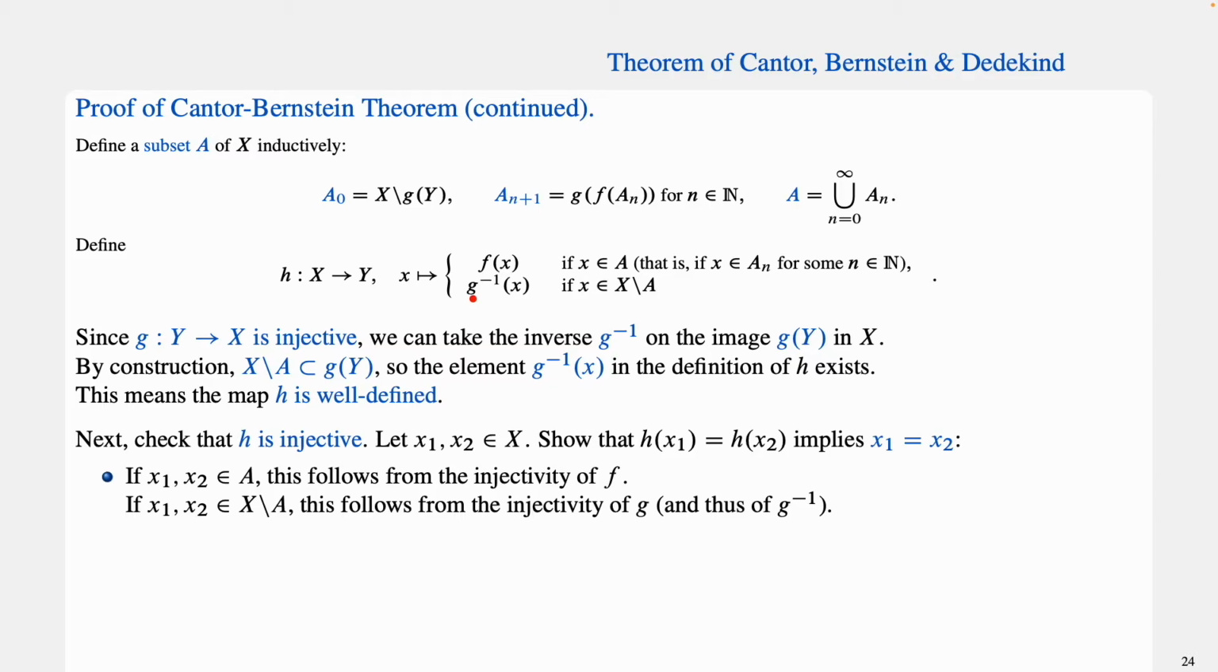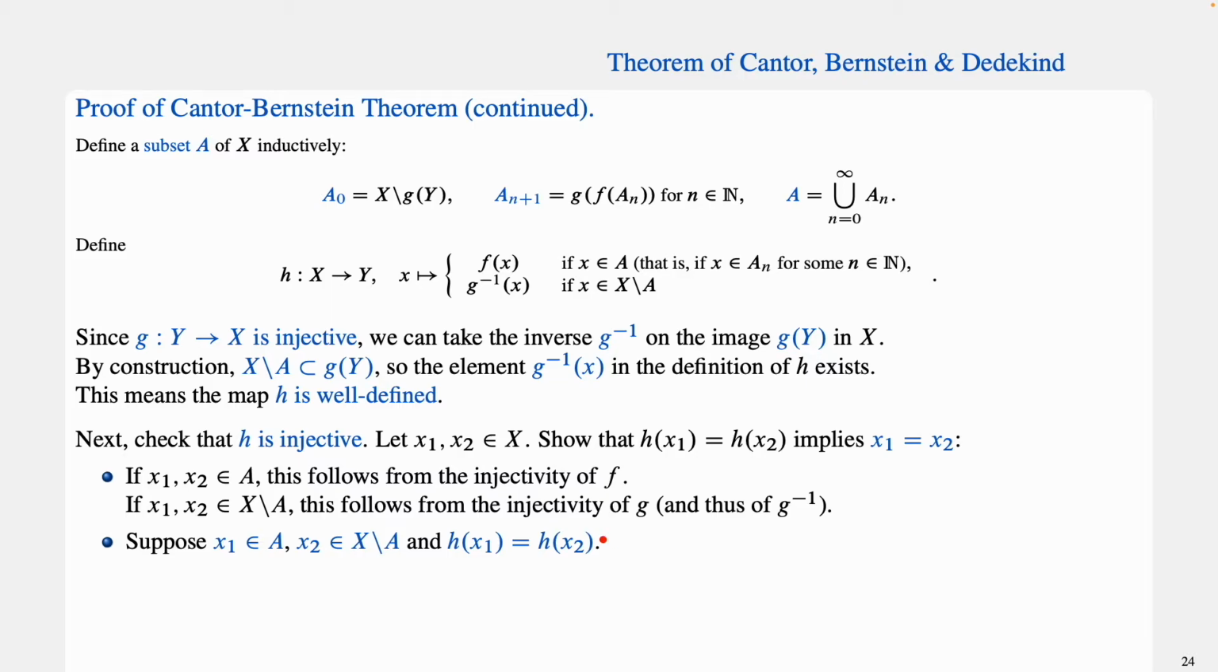So G inverse is injective, so it follows in this case also that x1 and x2 have to be the same element if they assume the same value under H. And now what remains is the case that one of the elements is in A and one of the elements is in the complement of A. So say x1 is contained in A, x2 is contained in the complement of A in X, and we assume that they take the same value under the map H.